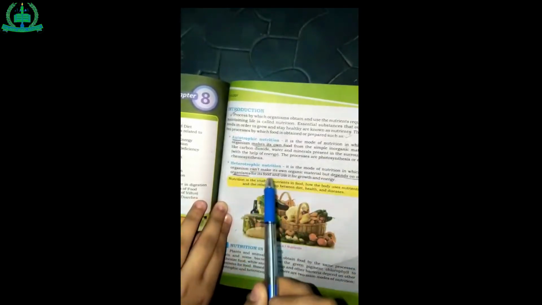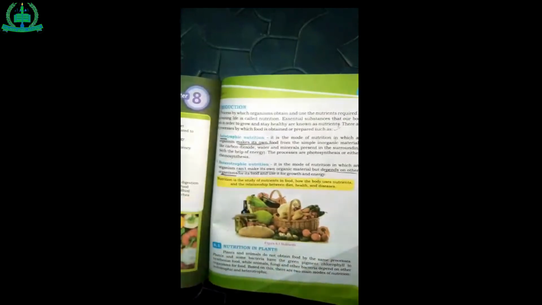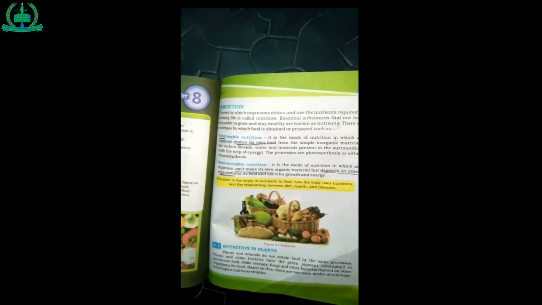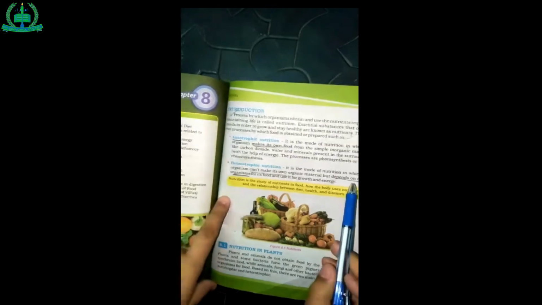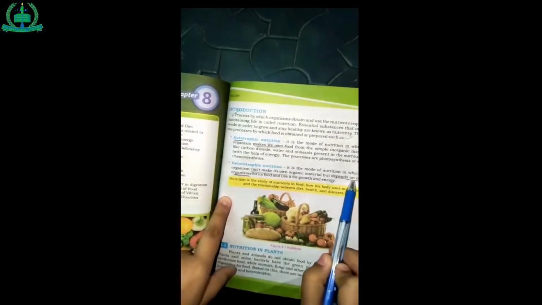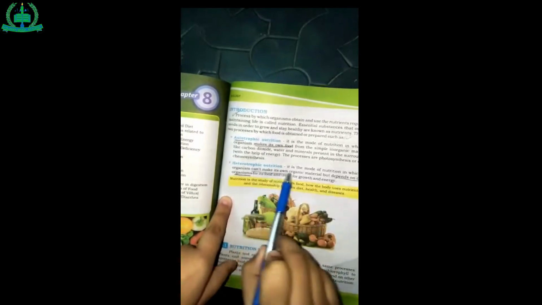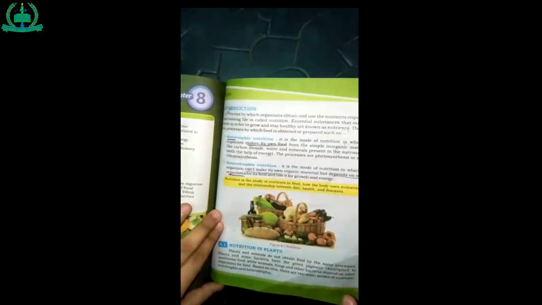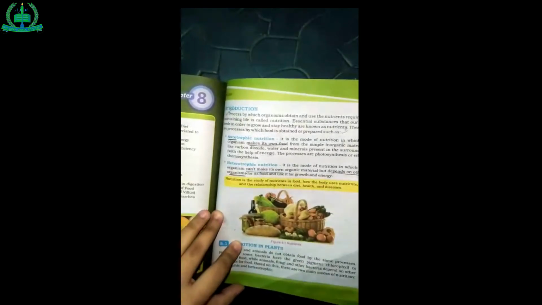organisms. All the animals, all the human beings, all the living beings who lie in the category of heterotrophic nutrition need other organisms. They depend on other organisms. They can't make their own organic material, their own food. They're not capable of making their own food.